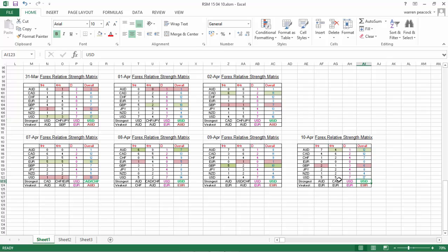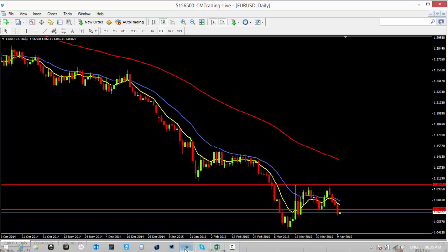On the smaller time frames, we've seen the Canadian dollar come through as the strongest currency with a score of 6 and euro weakest. The hourly chart sees the Australian dollar as strongest, score of 7, and the euro the weakest. So if you go and have a look at those charts, certainly some trading opportunities I think coming up.